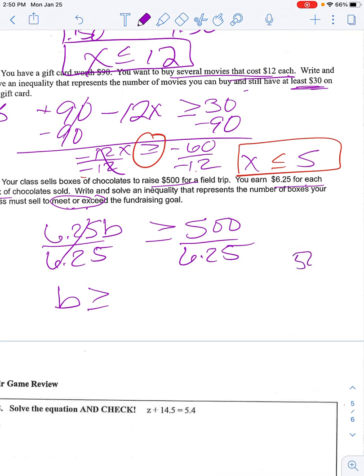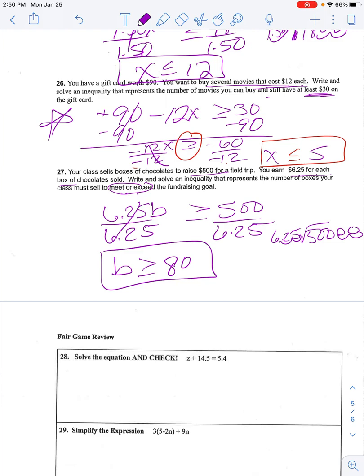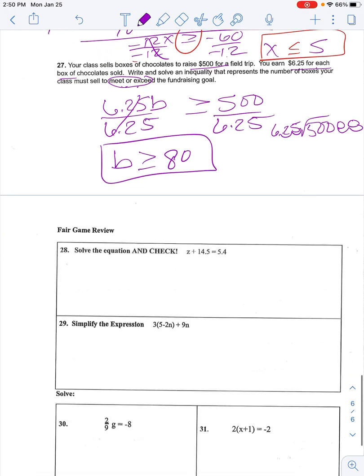Remember, first number goes on the inside. Move the decimal twice, move the decimal twice. You've got a large inequality, long division to solve. You'll come up with, if you divide correctly, make sure you're practicing, 80 boxes of chocolates in order to meet or exceed your fundraising goal is what you have to sell.